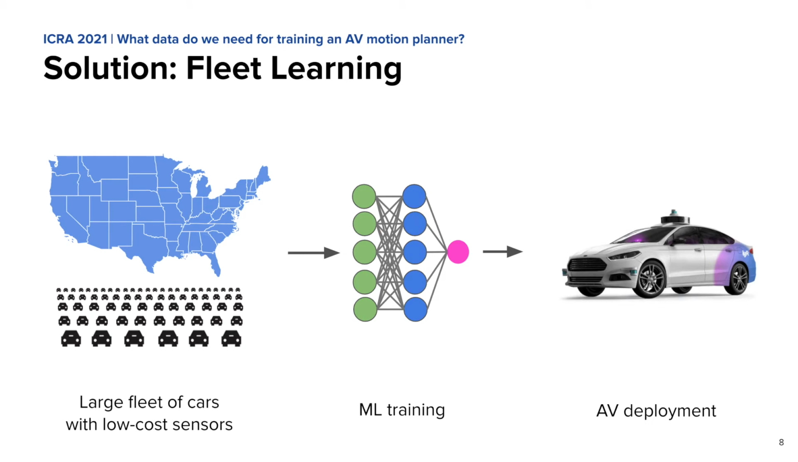The solution is to leverage fleet learning. Imagine that if we can get training data from low-cost sensors attached to consumer vehicles, the size of training data would be greatly boosted. After training the machine learning planner, we can deploy this planner to the actual self-driving vehicles and use the knowledge learned from the thousands and millions of human demonstrations for doing planning on the self-driving vehicles.